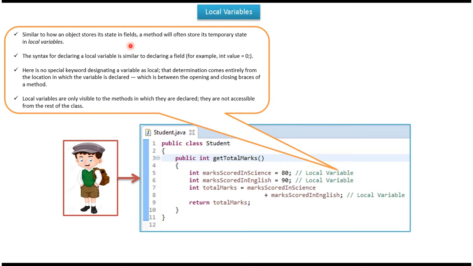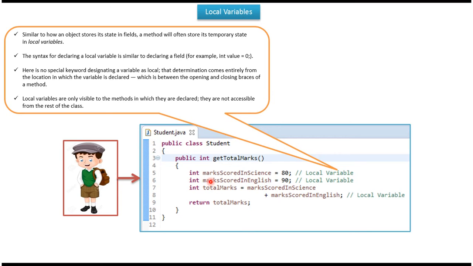The syntax of declaring a local variable is similar to declaring a field. For example, int value equal to 0, float value equal to 0.0, etc. There is no special keyword to declare a variable as local. If the variable is declared inside any method, then that variable is called a local variable.